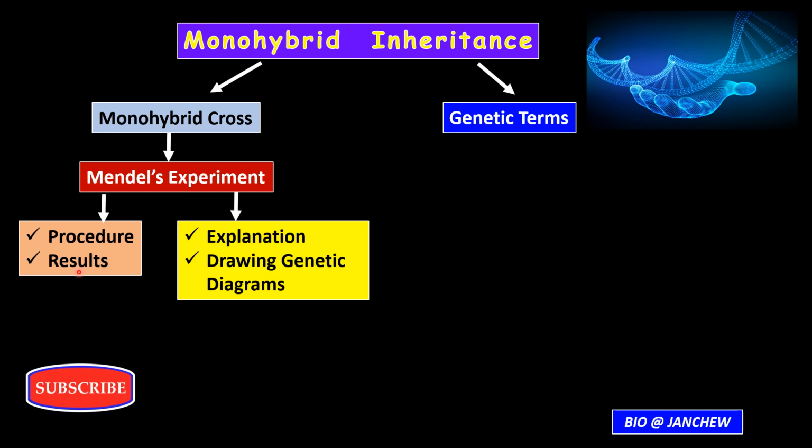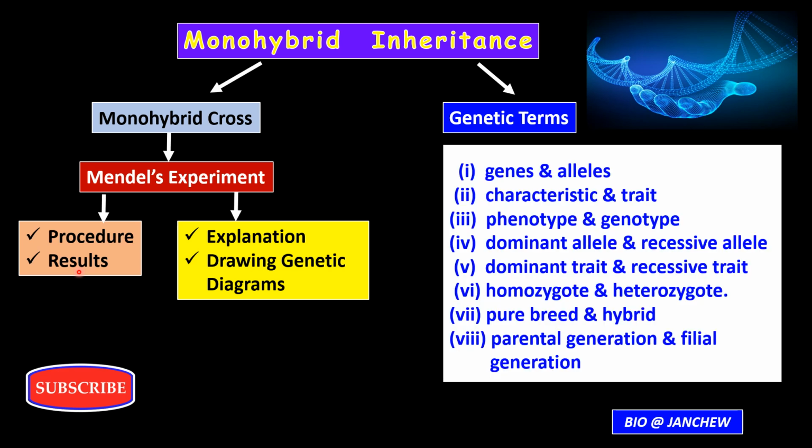They are called terms related to inheritance or genetic terms, such as genes and alleles, characteristic and trait. What are the differences between these terms? Also, the phenotype and genotype, dominant allele and recessive allele, dominant trait, recessive trait, homozygote and heterozygote, pure breed and hybrid, parental generation and filial generation. So in this lesson, we will just use the examples from Mendel's experiment to explain these genetic terms. And the definition and more explanation will be given concerning these terms in the next video.